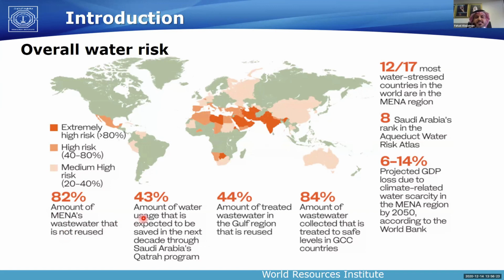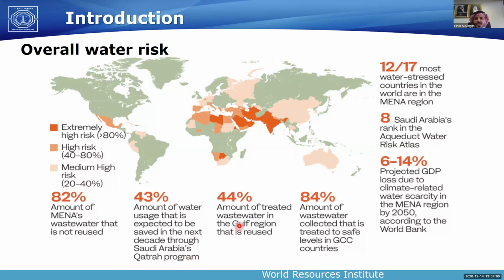In Saudi Arabia, what is more important for our discussion, for example, is that the government introduced what is called the Qatra program. The aim of the Qatra program is to reduce the consumption per capita. Currently, the consumption is around 300 liters per capita, and the government would like to reduce this to 200 per capita. And there is a plan from the Ministry of Environment and Water toward these initiatives.